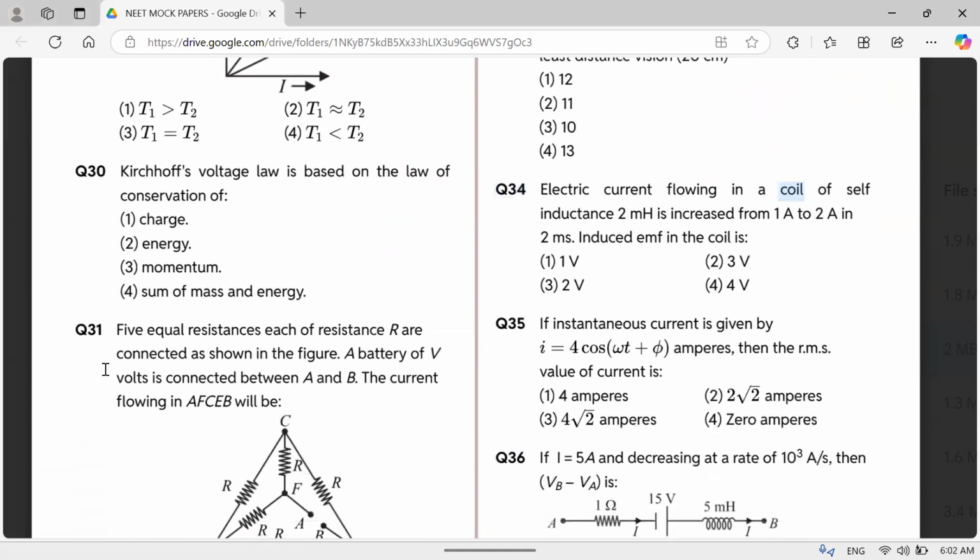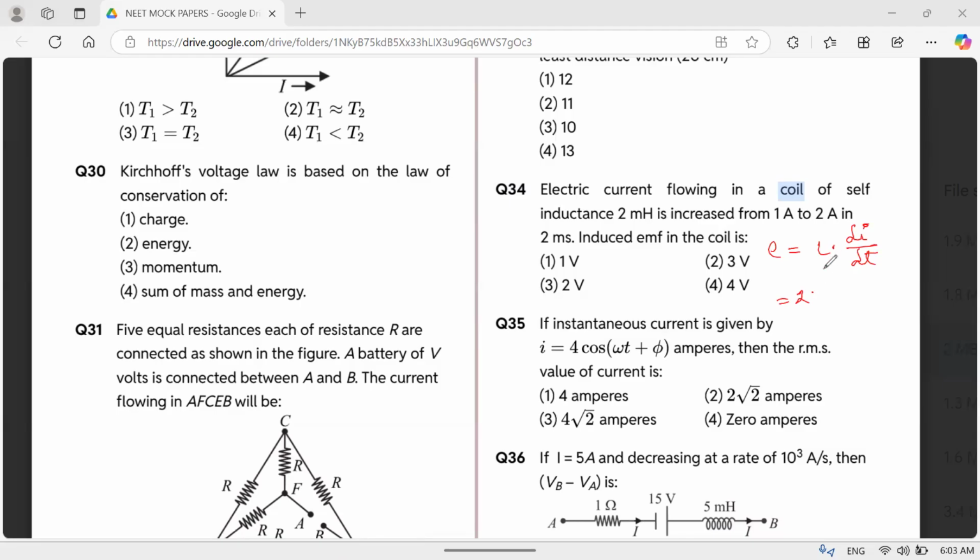Question number 34. Electric current flowing in a coil of self-inductance 2 millihenry is increased from 1 ampere to 2 ampere. Induced EMF in the coil will be equal to how much? Direct formula based. When E is being given, Faraday's second law, E is equal to L into di by dt in self-inductance. L value is how much for me? 2 millihenry right now for me.